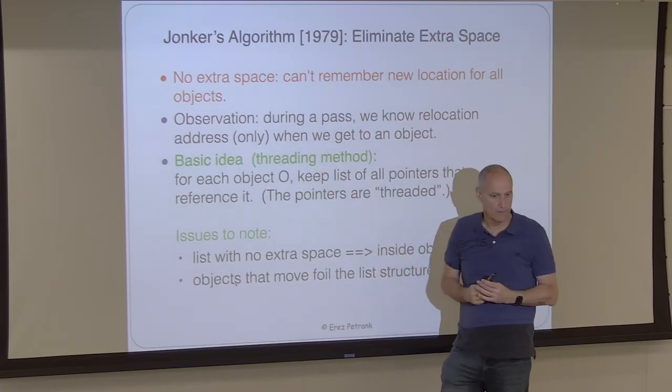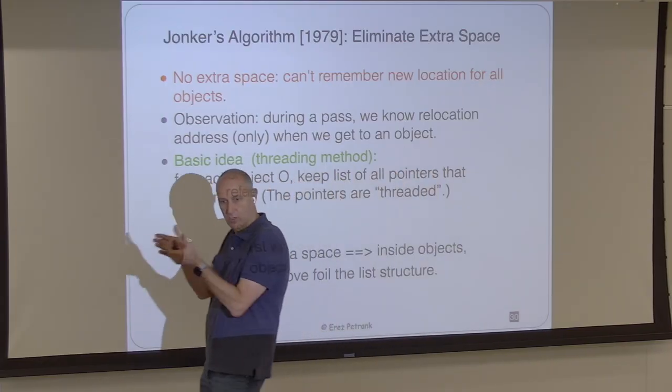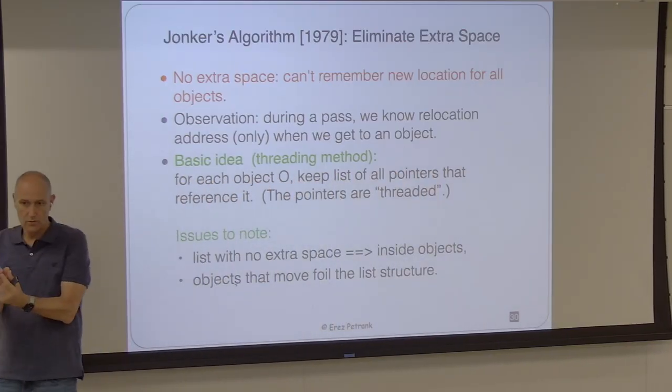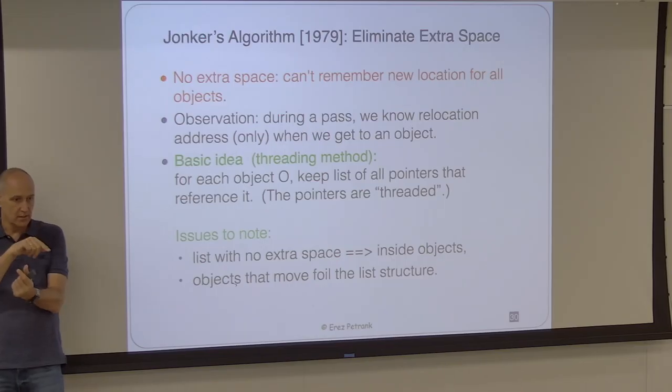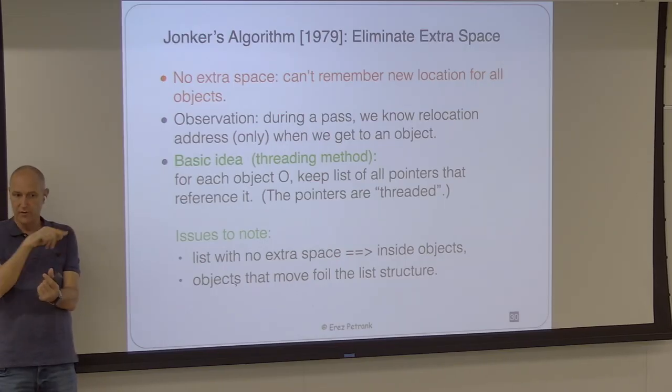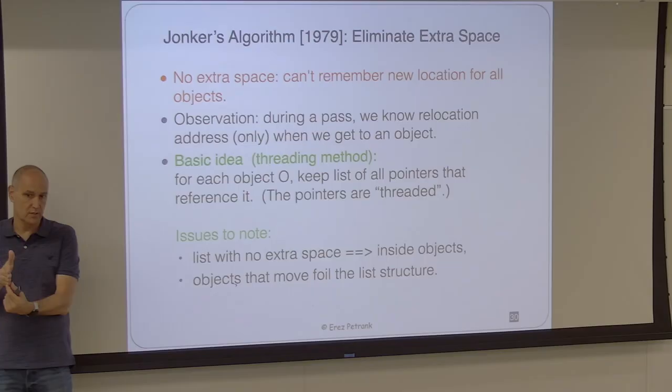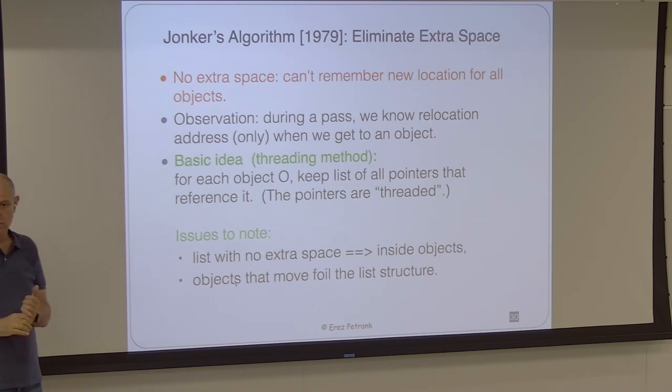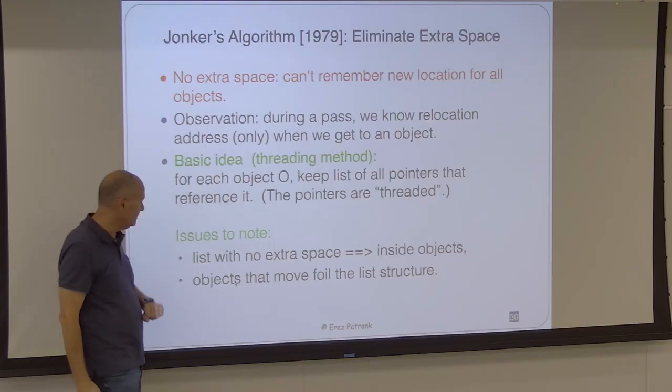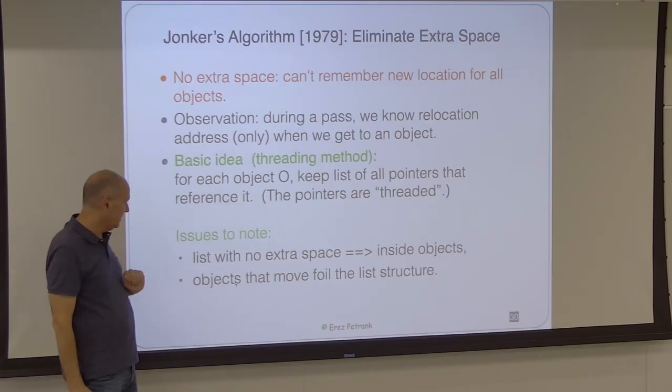Say I have an object. I'm going to have a linked list from its header to all the pointer fields that reference it. When I get to this object, I know where it's moving. I'll go through the list and fix all these pointer fields to reference the new location. This is the basic idea, and I need to work with it.